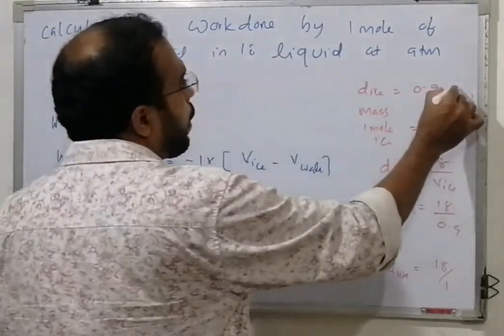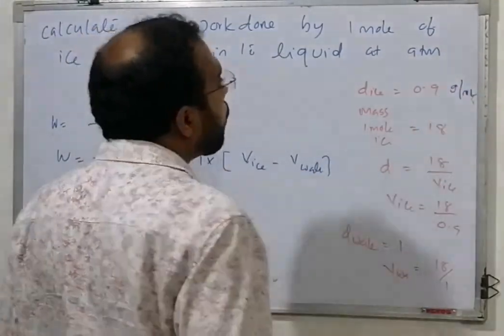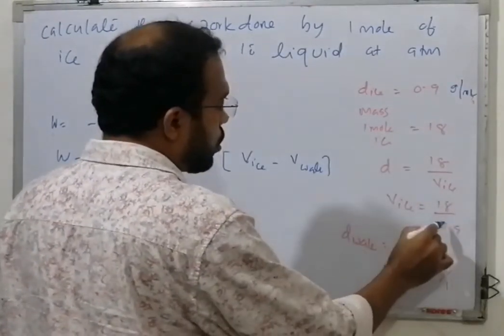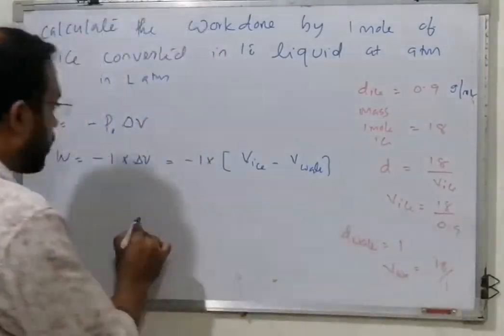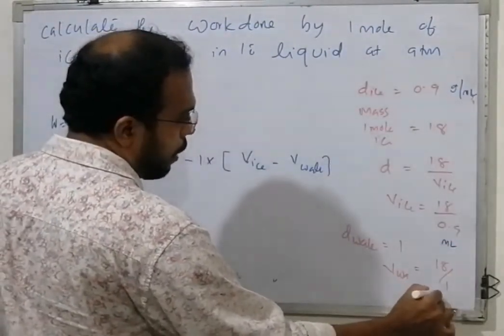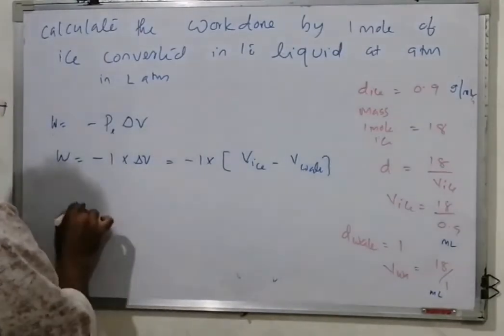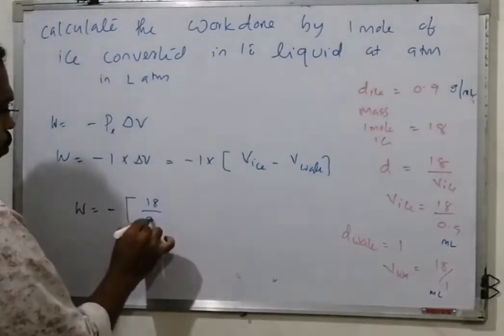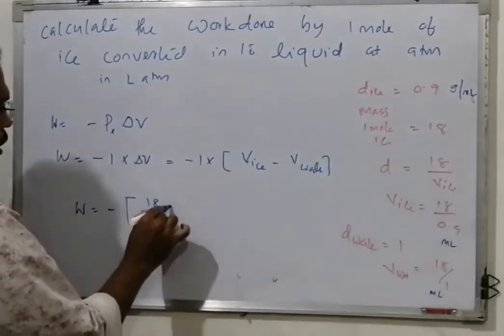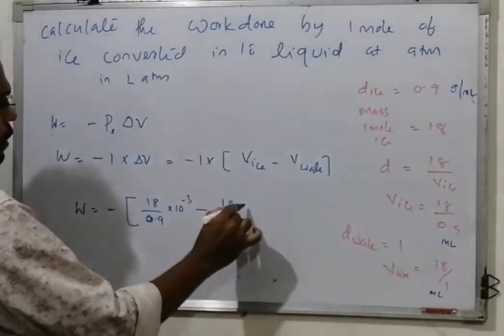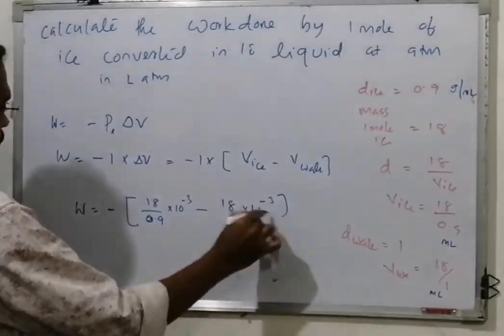Density is in gram per ml. This is gram per ml. Therefore, you will get the volume in ml; make it in liter. This is ml, this is also ml. Be very careful. Therefore, W is equal to minus into volume, 18 divided by 1 into 10 raised to minus 3, minus 18 divided by 0.9 into 10 raised to minus 3.